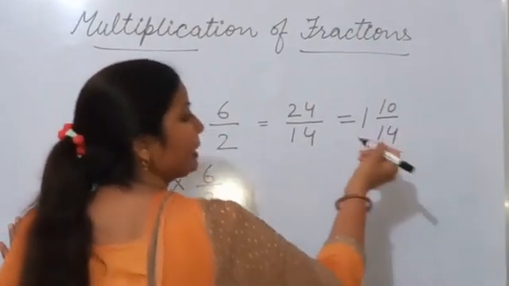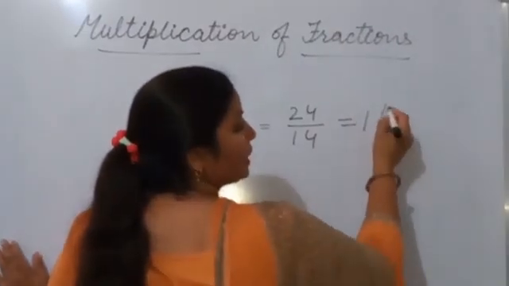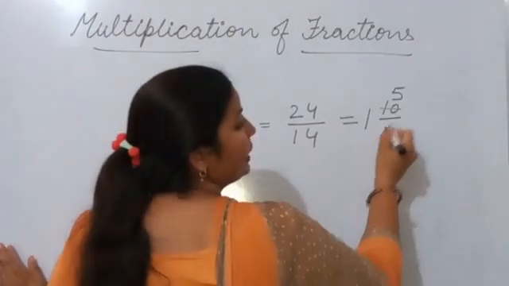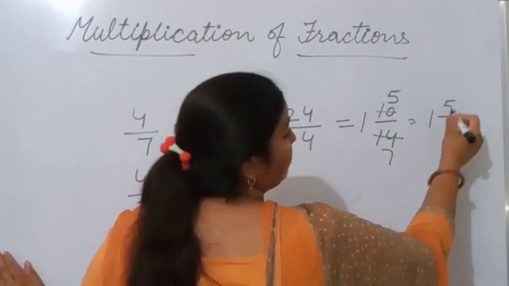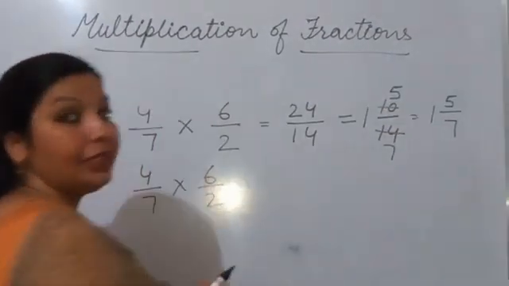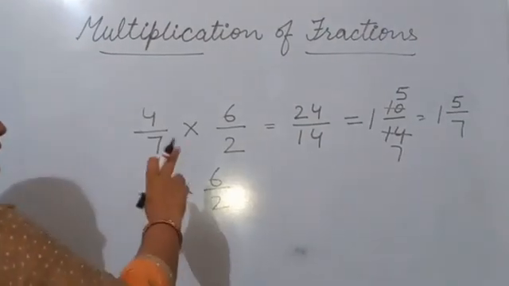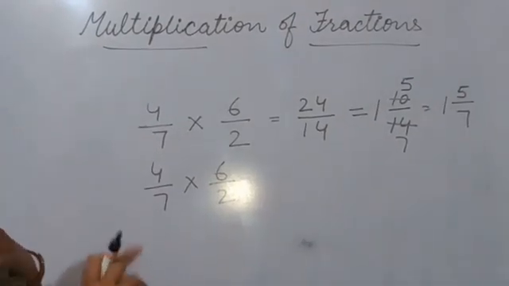Now we can see that 10 upon 14 is equal to which one? 10 and 14 both are coming in which table? In the 2 table. So 2 5s are 10 and 2 7s are 14. So it becomes 1 whole 5 upon 7, because both are coming in the 2 table. So we divide by 2. Okay. Second method, this is the direct method, that numerator multiply by numerator and denominator multiply by denominator.